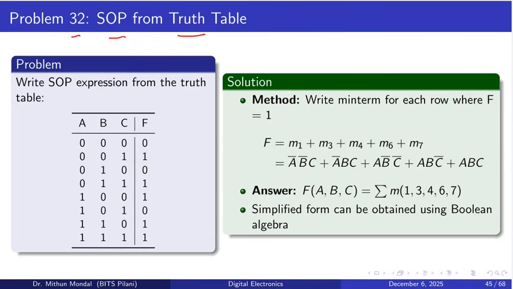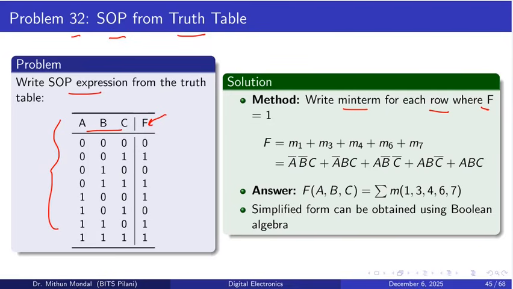In problem number 32, we have the sum of product which we get from the truth table. So we have a truth table with 3 variables a, b, c, and the output is written as f. We have to obtain the SOP expression from this truth table. What we do is, first we write the min term for each row where f is equal to 1. So first we need to find where the value of f is equal to 1, and we see the index terms there and try to write that.